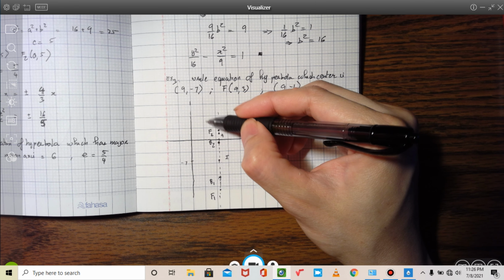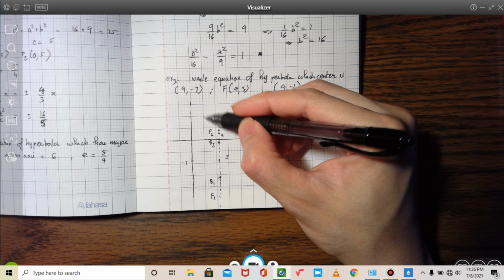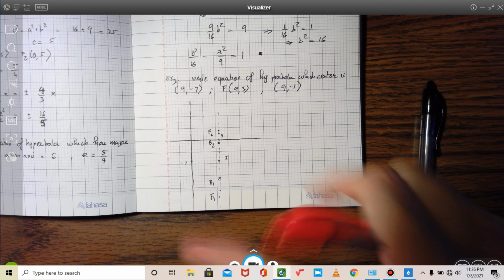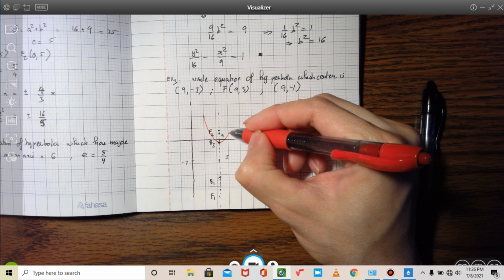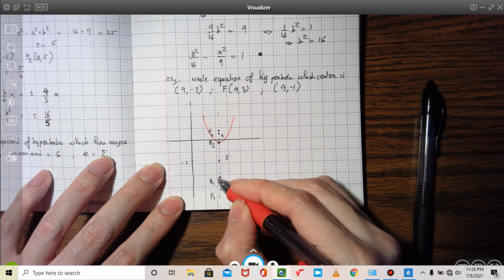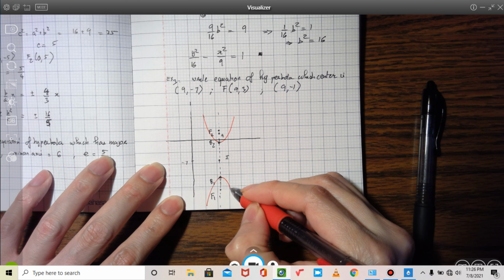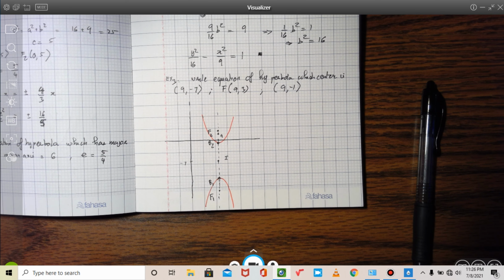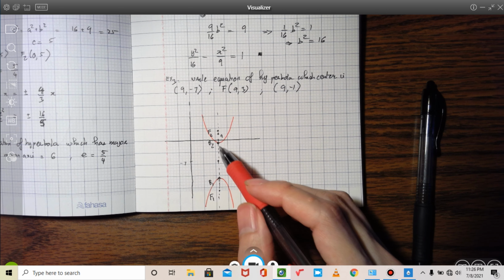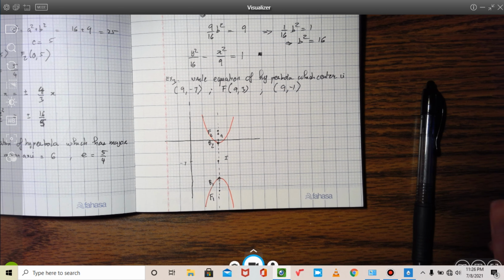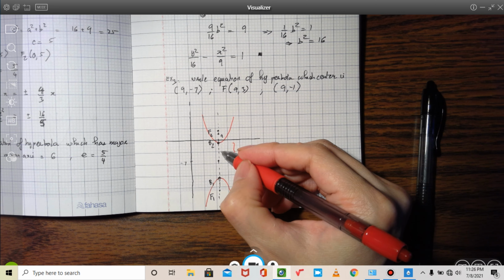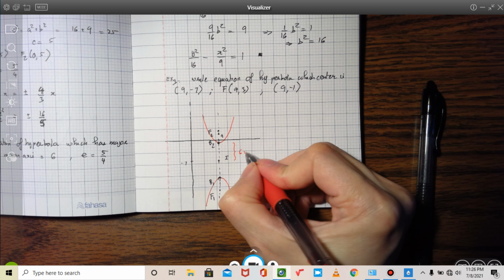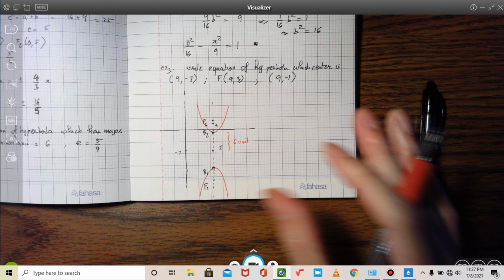Okay, so I mean that our hyperbola is something like this. There you go. A hyperbola or something like that. So this is the vertex. Okay, this is F. So we know that this is 6 units, right? 1, 2, 3, 4, 5, 6. This is 6 units. Okay, and that's the B value.